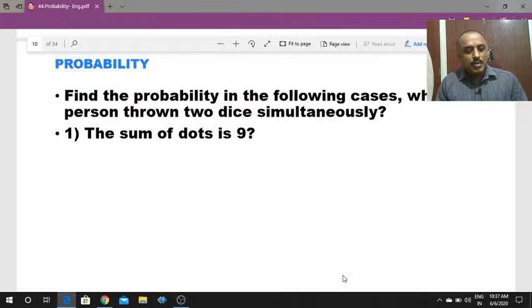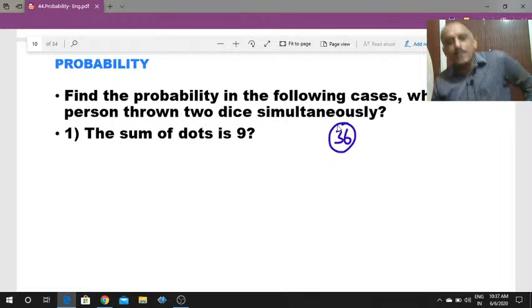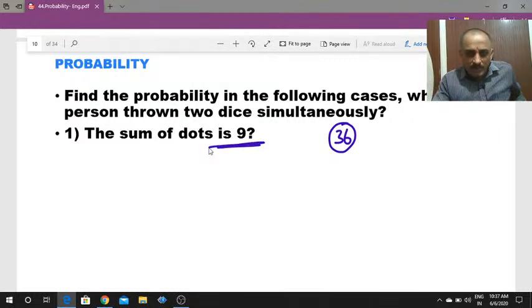simultaneously. In the previous case there was only 1 die, but now here there are 2 dice. If a person throws 2 dice, how many possible outcomes are there? Total 36 possible outcomes are there. Now the question is, the sum of dots is 9. If the sum of dots is 9, then what is the probability?